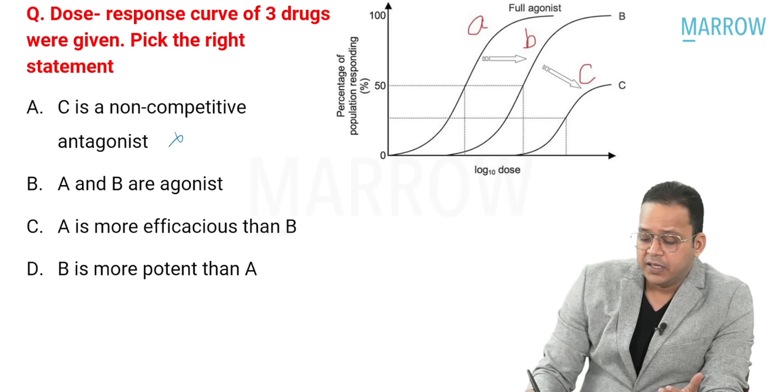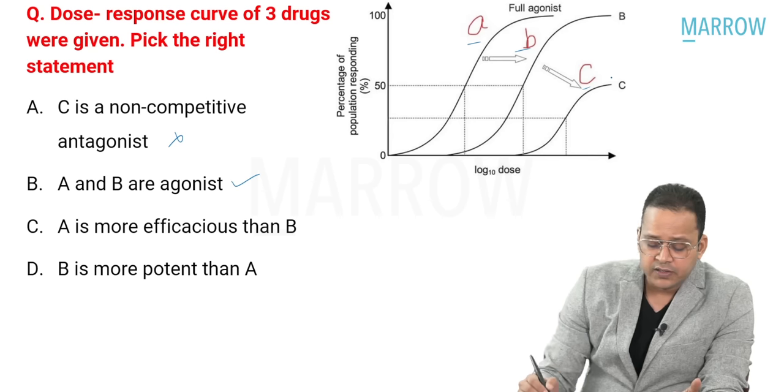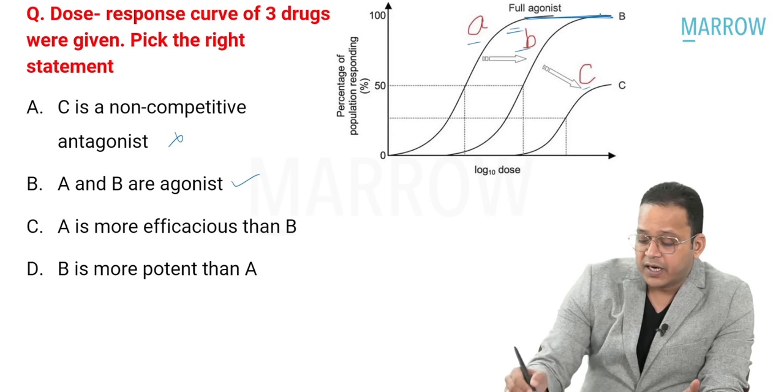Because if you look at A, B, and C, these are all agonists. A and B are agonists. This is the right option. A and B and even C is an agonist. A is more efficacious than B is false. Efficacy of A and B are same. You can see the height is same.